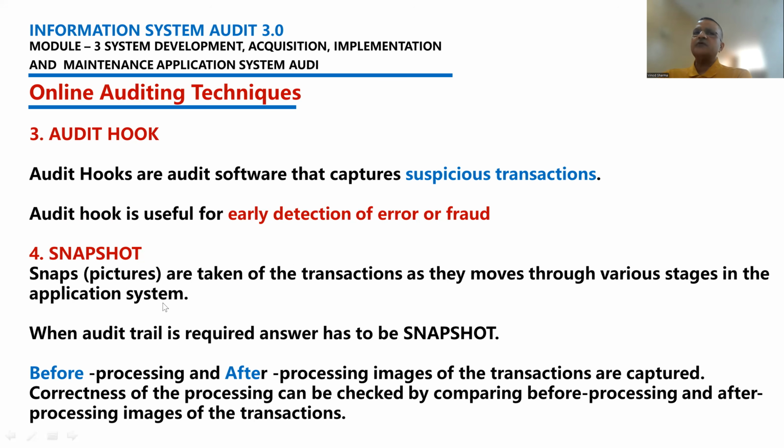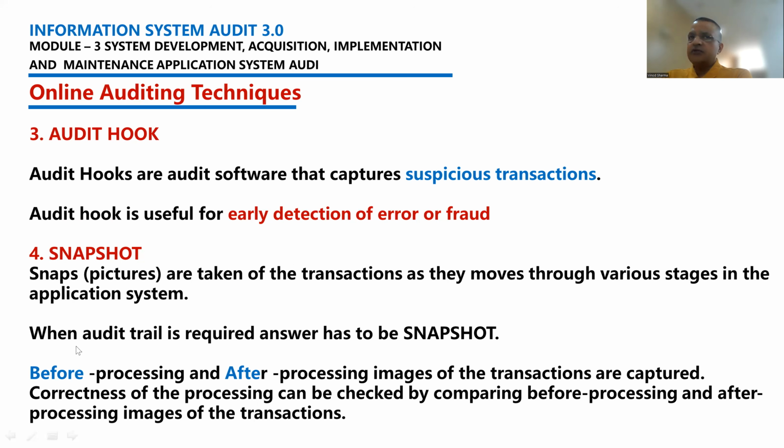An application system is a part of the system which is designed for performing a specific task. For every transaction as it moves, pictures are taken. So when an audit trail is required, the answer has to be snapshots. That means if you want evidence of what has happened in the sequence of transaction processing, you can simply refer to those pictures which have been taken as the transactions move across various stages of the application system. So this provides an audit trail.